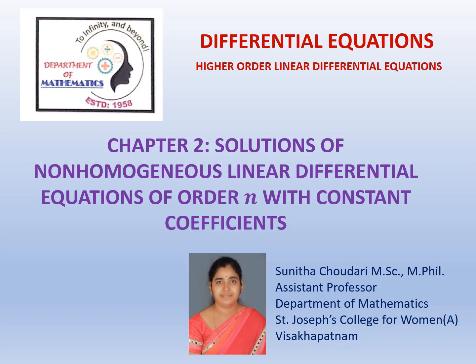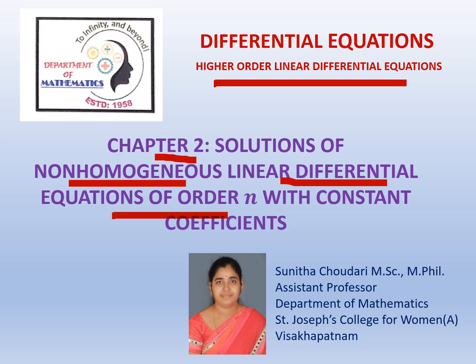Welcome students. You are welcome to third part of chapter 2 in unit 3, higher order linear differential equations. In the second part of chapter 2, we learnt how to find general solution of non-homogeneous linear differential equations of order n with constant coefficients for which the non-homogeneous term is e power ax. To continue with the same chapter, we move on to learn how to find the general solution of non-homogeneous linear differential equation of order n with constant coefficients for which the non-homogeneous term is sin ax or cos ax.